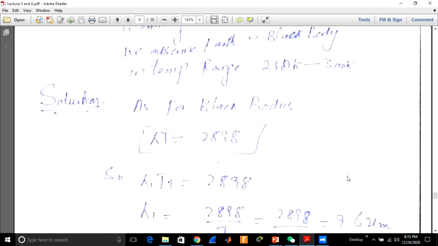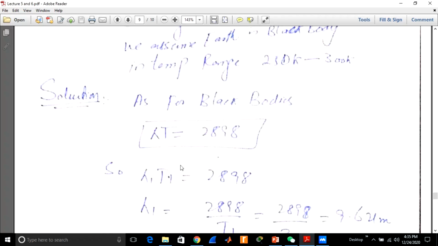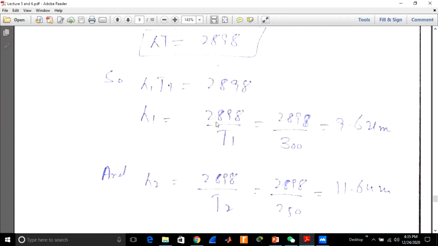So it means that lambda 1 T1 is equal to a constant. So lambda 1 T1 is this, and lambda 2 T2 is 2898. So lambda 1 is equal to 2898 divided by T1, and lambda 2 is equal to 2898 divided by T2. So if we write 300 here and 250 here, it gives us 9.6 and 11.64. So the range is from 9.6 micrometer to 11.6 micrometer, and this is the infrared range.